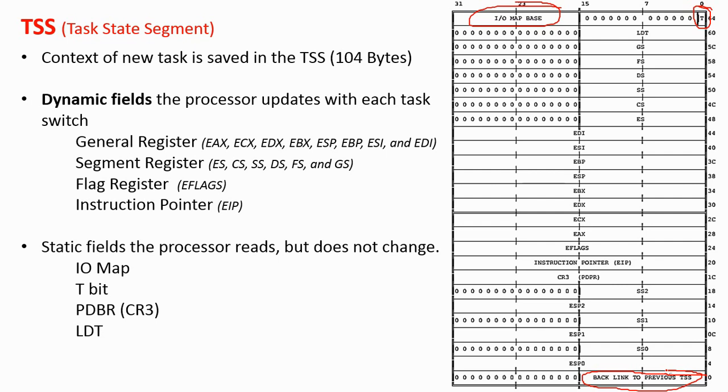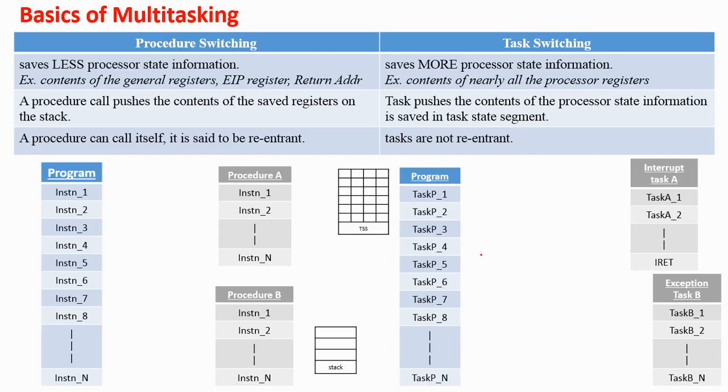is the offset 00H in the TSS. It keeps track of the task chain. Once the task finishes execution, it uses the backlink field to return to the previous TSS. It means that if these task switches happen, in this case this is the TSS of the old task and this is the TSS of the new task.